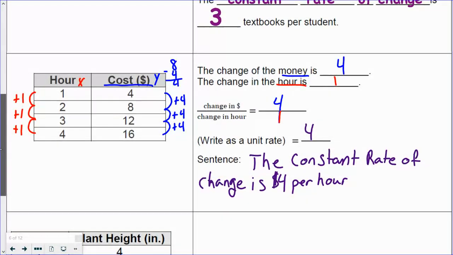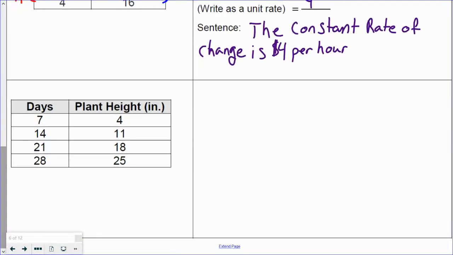Now this time, look, they took more stuff from us. So let's look, what does the table have? Okay, we know we need to find the change in our plant height.